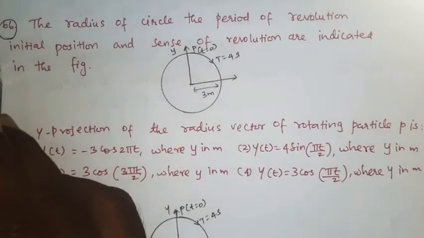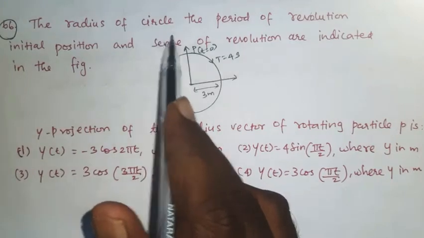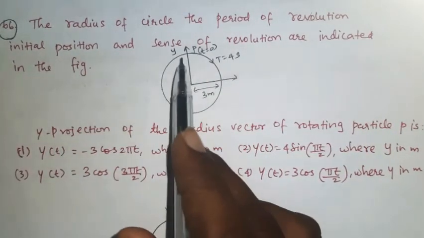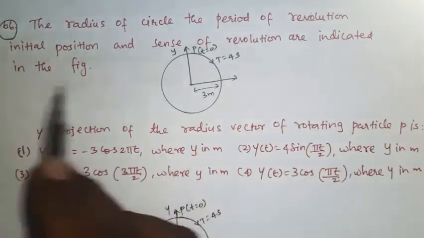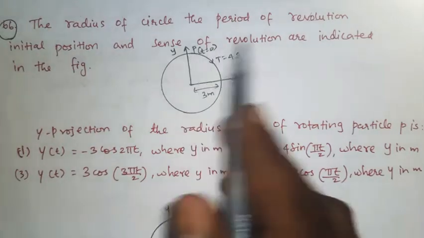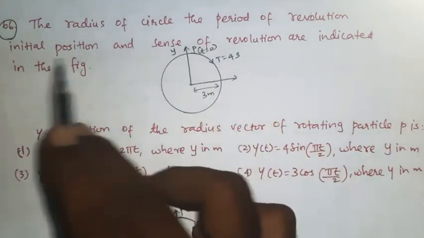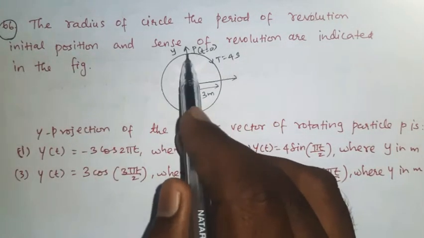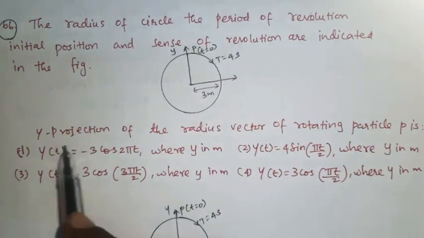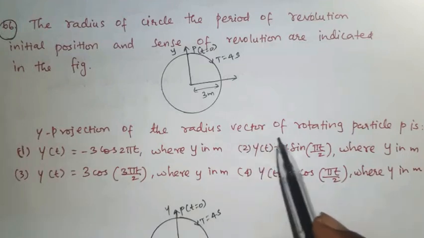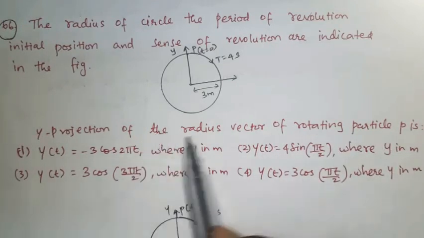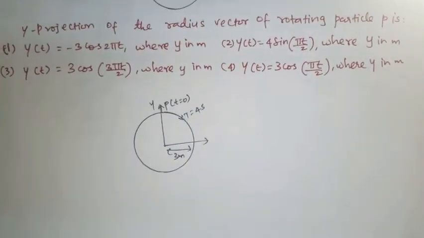Question number 66. The radius of circle, the period of revolution, initial position and sense of revolution are indicated in the figure. So radius of circle is 3 meter, the period of revolution is 4 seconds, and the initial position and sense of revolution are indicated in the figure. The Y projection of the radius vector of rotating particle P is. So we have to find out the Y projection.